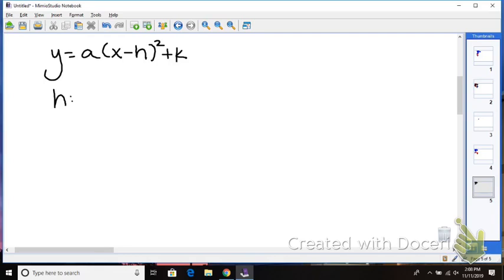H, this number inside with the x, is always going to tell you where you're going to move your vertex left or right. So H tells us left or right. And H is important because we do the opposite of whatever it is. Just bear with me, write it down because I've got 4 examples to show you. By the end, you'll feel good about it. So H tells you left or right, but you have to look at the opposite sign.